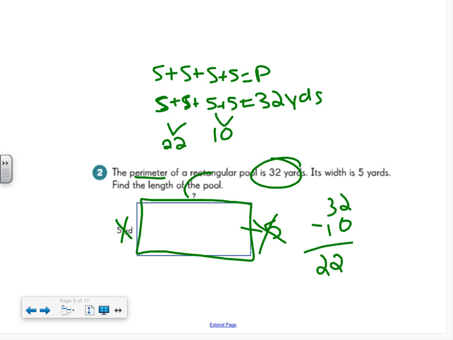Okay, because I know that these 2 sides are exactly the same. Well, I know that 22 divided by 2 is 11, so these 2 sides must be 11. And again, I can check.